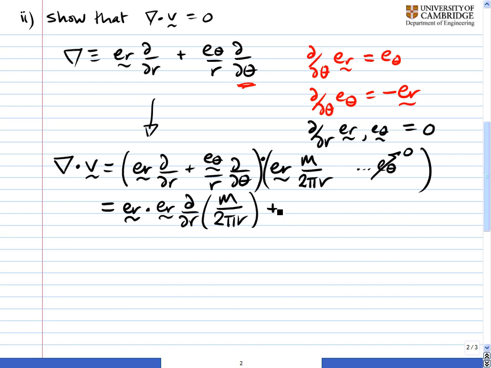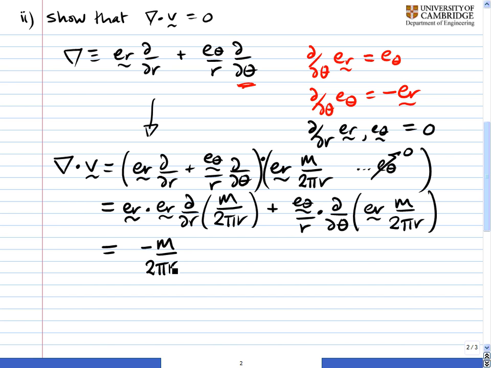Now the next one is the plus e_theta over r. Now the d by d theta here again can hop the other side of the scalar product, because the scalar product just tells us how to relate e_theta with whatever vector we end up with on the other side. So the dot goes there, d by d theta of e_r m over 2 pi r. Now the first expression is easy. e_r dotted with e_r is just equal to 1, so this becomes d by dr of m over 2 pi r, which is minus m over 2 pi r squared.